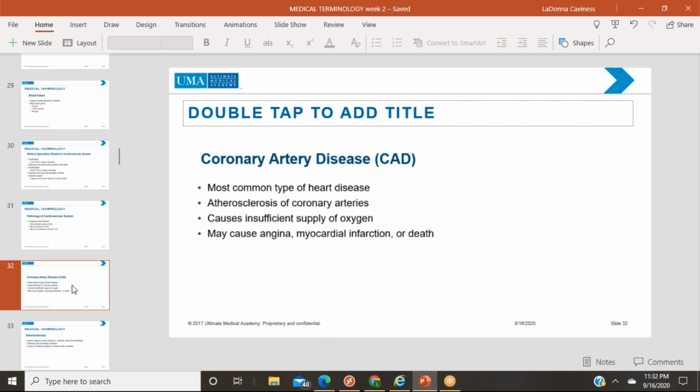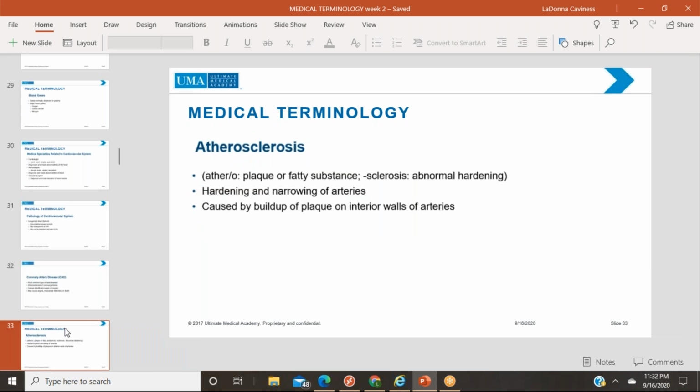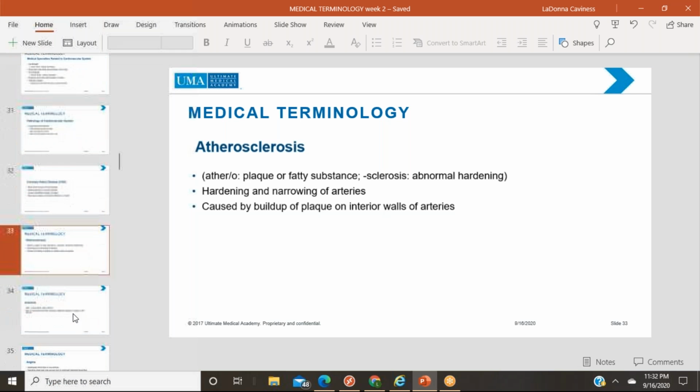Coronary artery disease, CAD, is the most common type of heart disease. Arteriosclerosis of the coronary arteries causes insufficient supply of oxygen, and may cause angina, myocardial infarction, or death. Arteriosclerosis: arterio means plaque or fatty substance. Sclerosis is abnormal hardening. Hardening and narrowing of the arteries caused by buildup of plaque on the inner walls of the arteries.